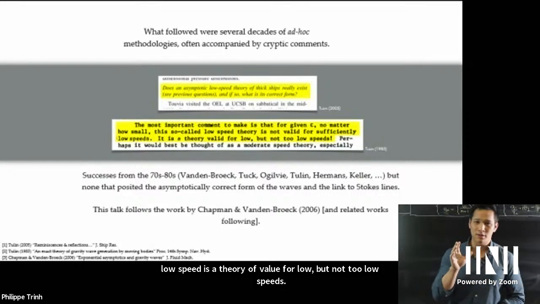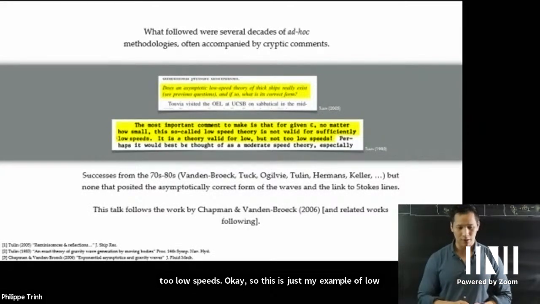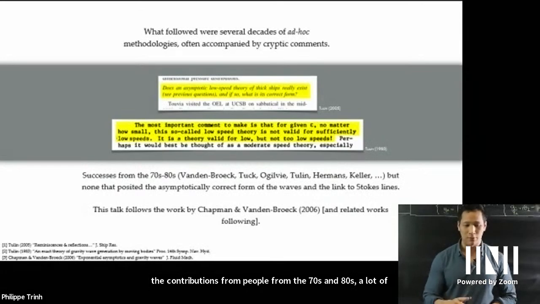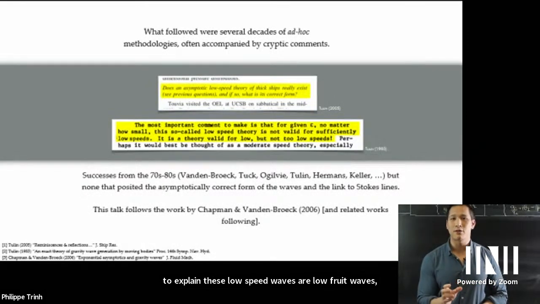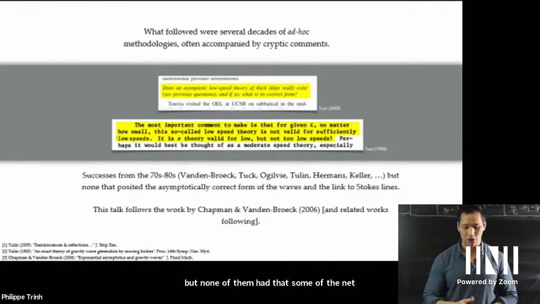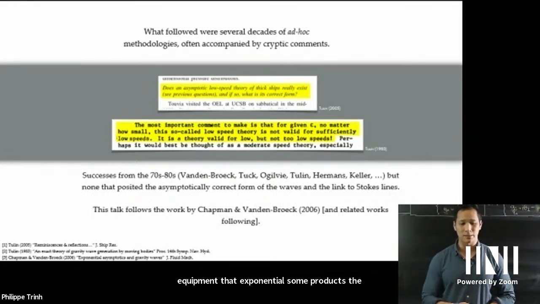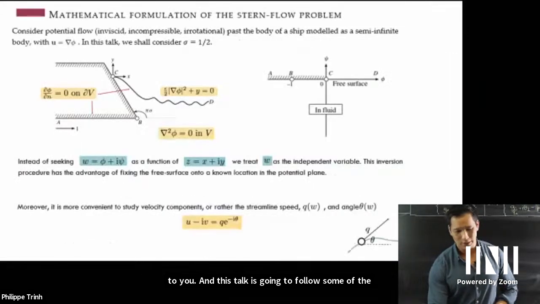Okay, so this is just my example of a little expose of the confusion that existed within this area. And I don't want to diminish all the contributions from people from the 70s and 80s. A lot of people developed theories to try to explain these low speed waves or low fluid waves, but none of them had some of the necessary equipment of exponential asymptotics, the explanations from Stokes lines and the Stokes phenomenon that we know today. So this is what I want to present to you. And this talk is going to follow some of the work by Chapman and Van den Broek from 2006.